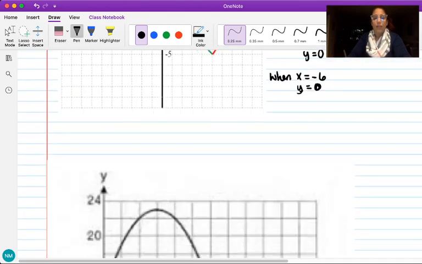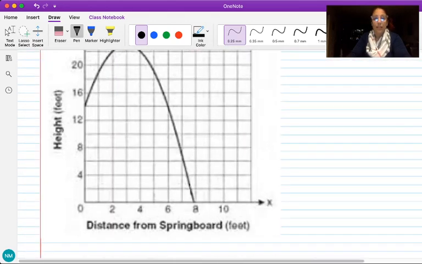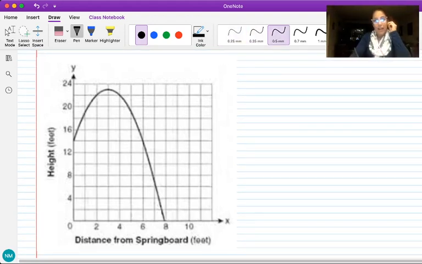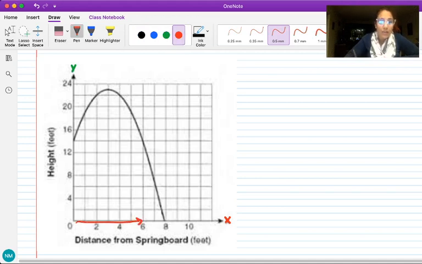And let's look at this. What happens when it's in context, right? So here we have a graph, okay? That is distance and height. Distance is x, and height is y. Okay, so what does that mean? That means that as we move along in distance, we move along in height. It goes up here, and then it goes back down. So let's read the graph.